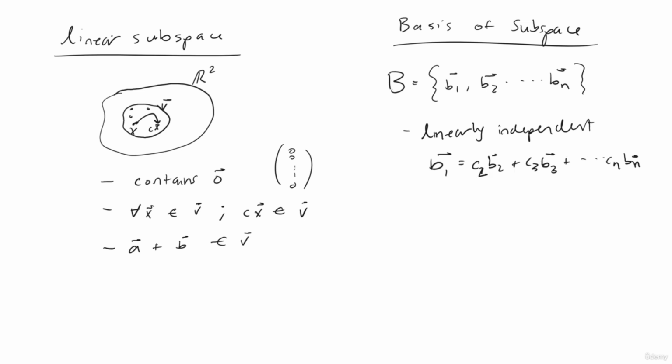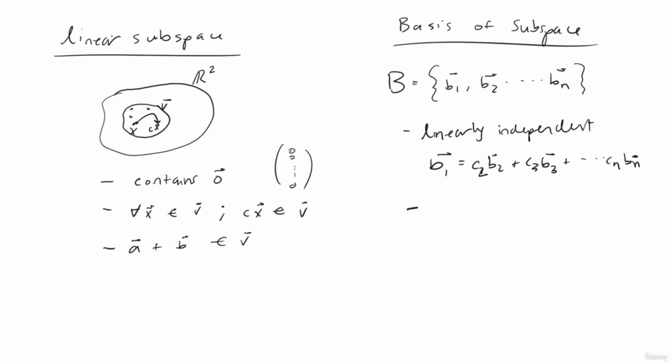You could think of it as literally a linear combination. Plug any real number into these c's, and I should not be able to solve this at all. b1 should be on an island of its own. Every vector should not be able to be represented as a linear combination of the other vectors in the set B for it to be a valid basis.